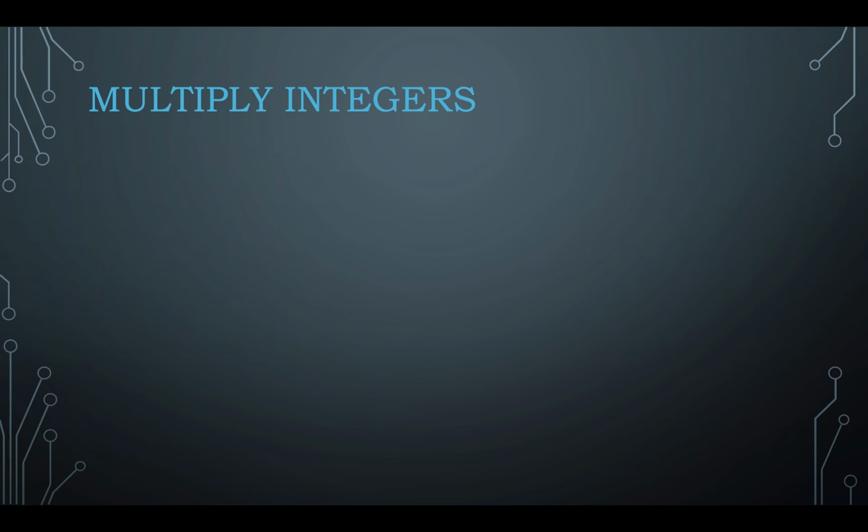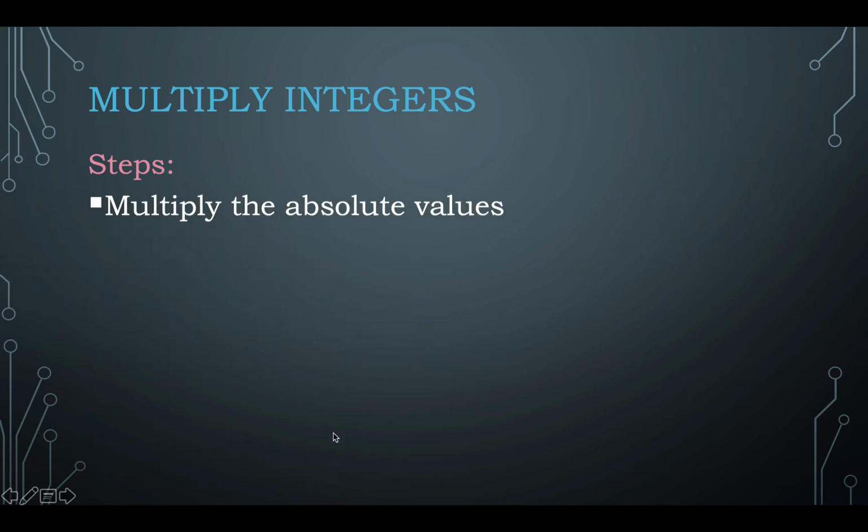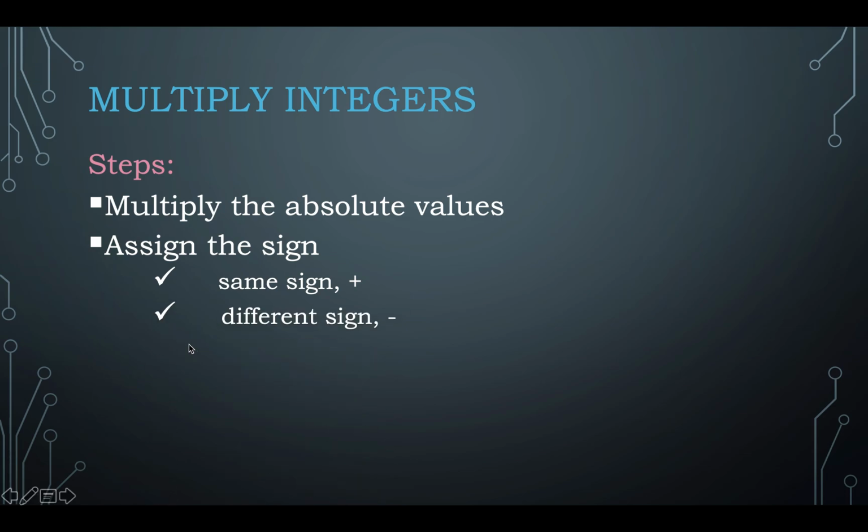Multiply integers. Multiplying integers are very easy. What you need to do is, first you need to multiply the absolute values of the numbers given. Then second step is assign the sign. How will you assign? If both the numbers are same sign, you will assign a plus next to the answer. If it's different sign, you will assign minus.